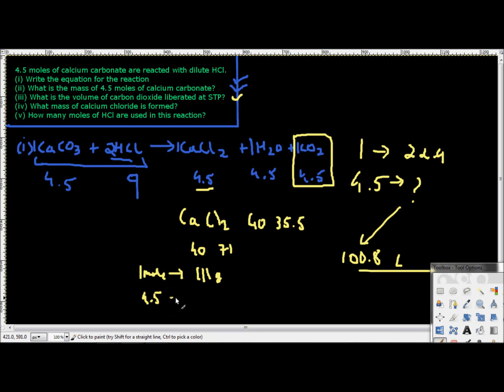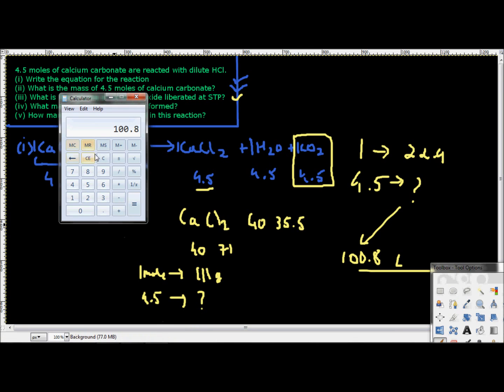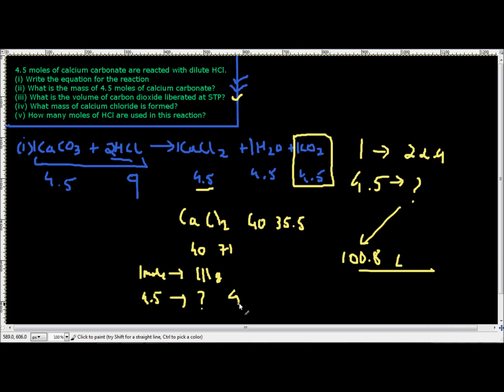So again, it's just cross multiplying, the unitary method. So 4.5 into 111, and we get 499.5. Of course you won't have calculators in your exam, but I mean it takes a minute to solve these, just multiplying. I'm not doing it here just to save time on the video.